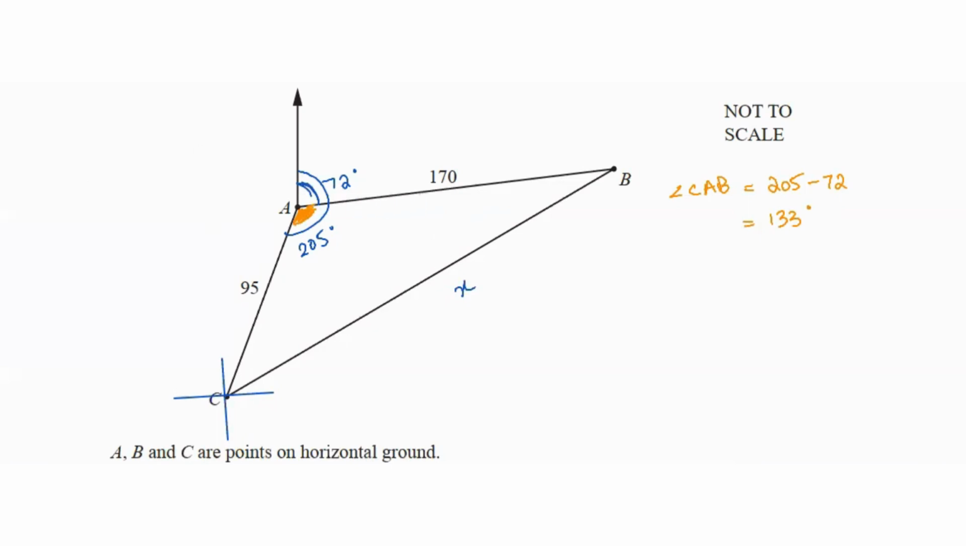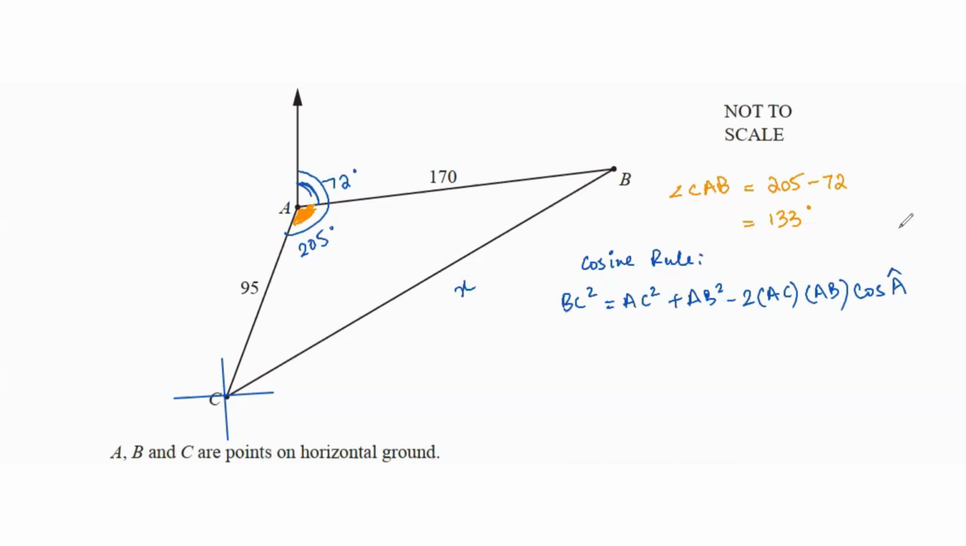As we can see, we have two lengths and the angle between them, and we have to calculate the third length. So that means we can apply the cosine rule, because this is the condition for the cosine rule: two lengths and the angle between them. If that's present, then you can apply cosine rule. So for cosine rule, the formula we're going to use is BC square equals AC square plus AB square minus 2 times AC times AB cos of angle A.